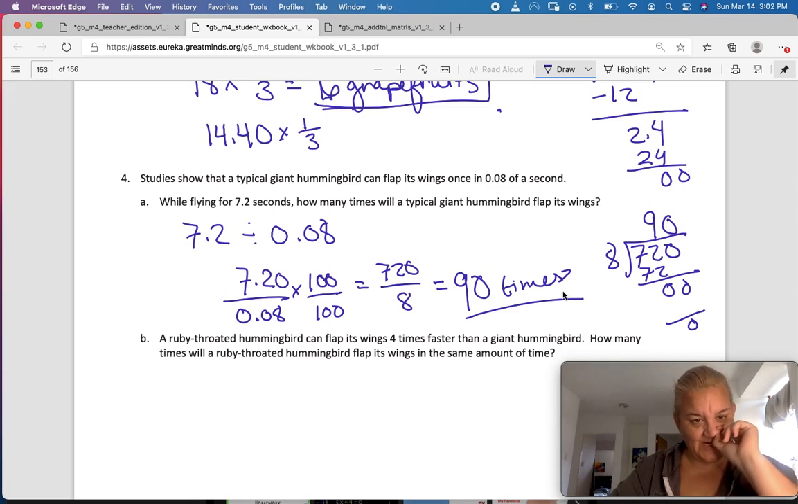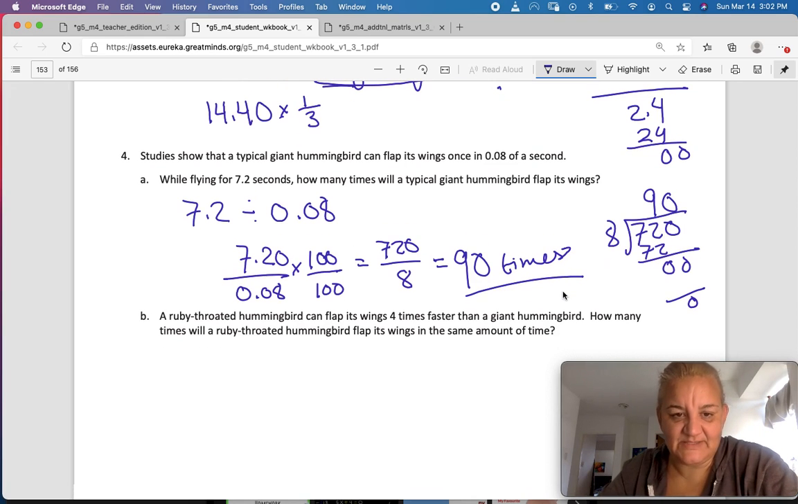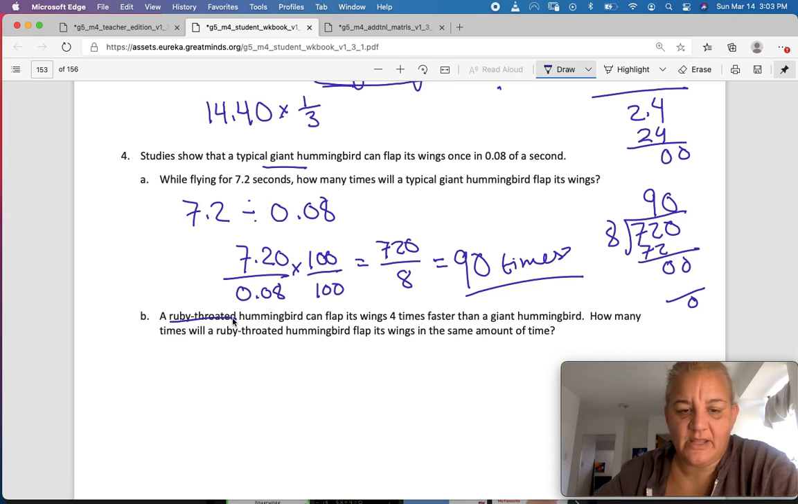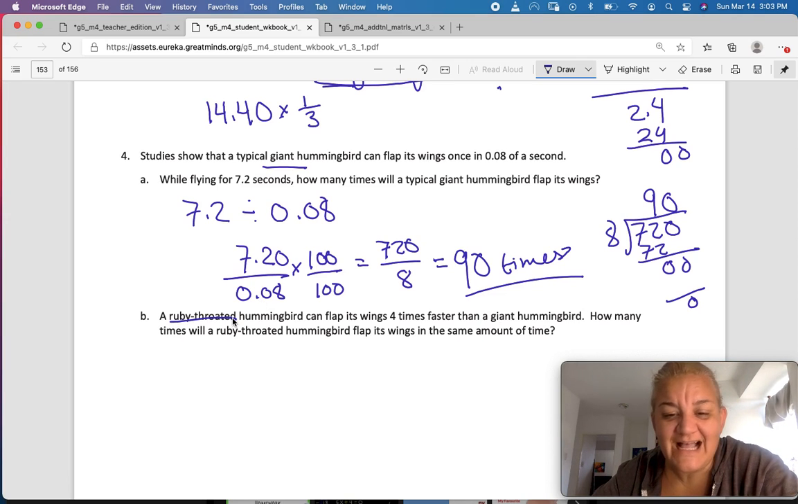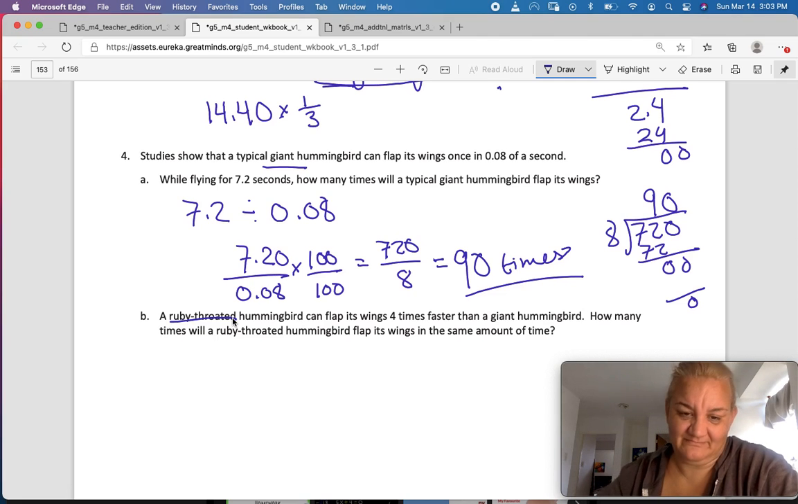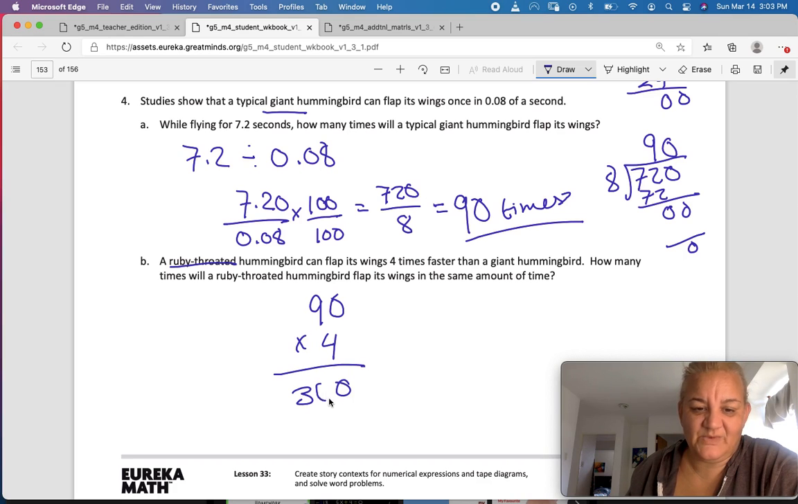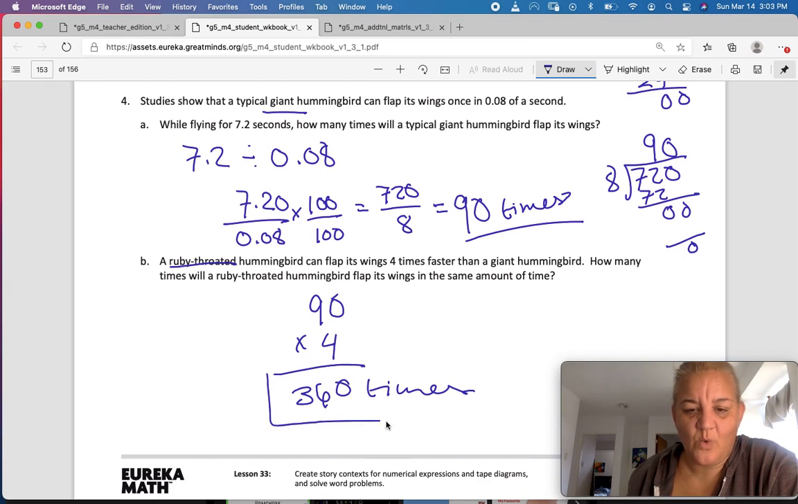A ruby-throated hummingbird can flap its wings, so this was a giant hummingbird, and this is a ruby-throated hummingbird, can flap its wings 4 times faster than a giant hummingbird. How many times will a ruby-throated hummingbird flap its wings in the same amount of time? Well, we already said that it was 90 times, so let's just multiply that by 4. 360 times in 7.2 seconds. Wow.